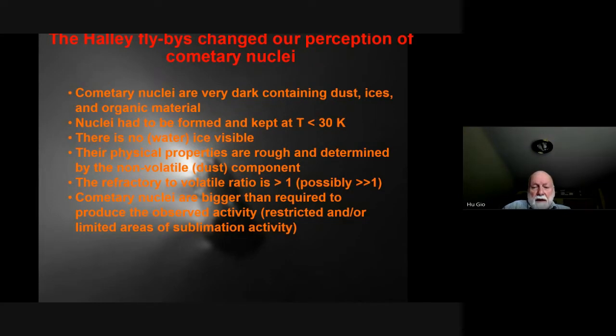Cometary nuclei are bigger than required to produce the observed activity. This is clear, this is an outcome because they are very dark, and obviously the areas of activity are limited, or the production rate of subliming water is diminished by the amount of dust, a dust layer through which the water vapor has to diffuse.